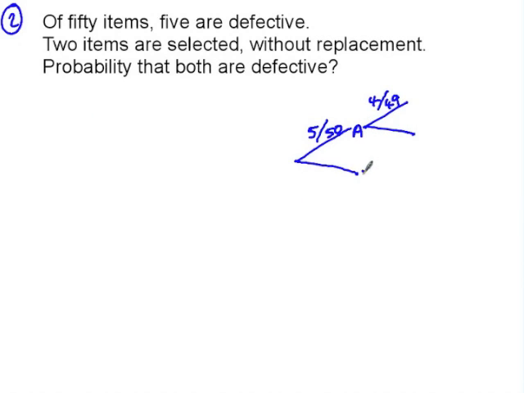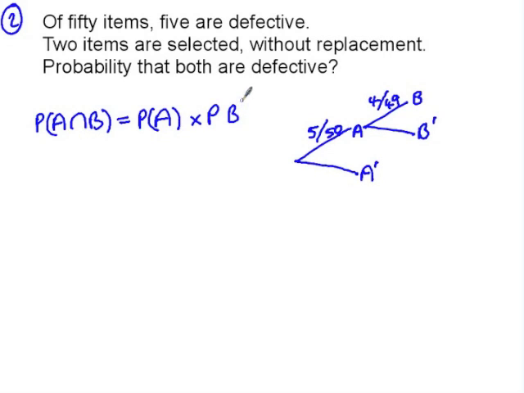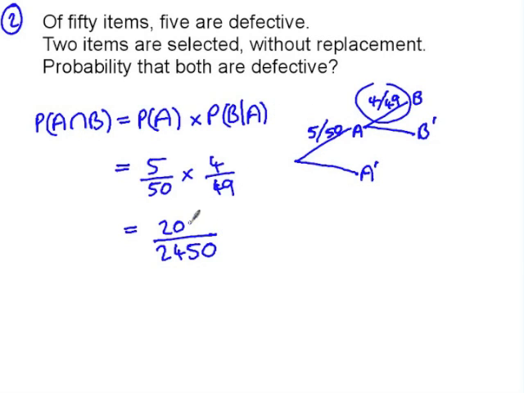So if we say that event A is the first item is defective and event B is the second item is defective, we want the probability of A and B both being defective. So it's the probability of the first one being defective multiplied by the probability the second one is defective given that the first one is defective, which is this 4 out of 49, just 20 out of 2,450.